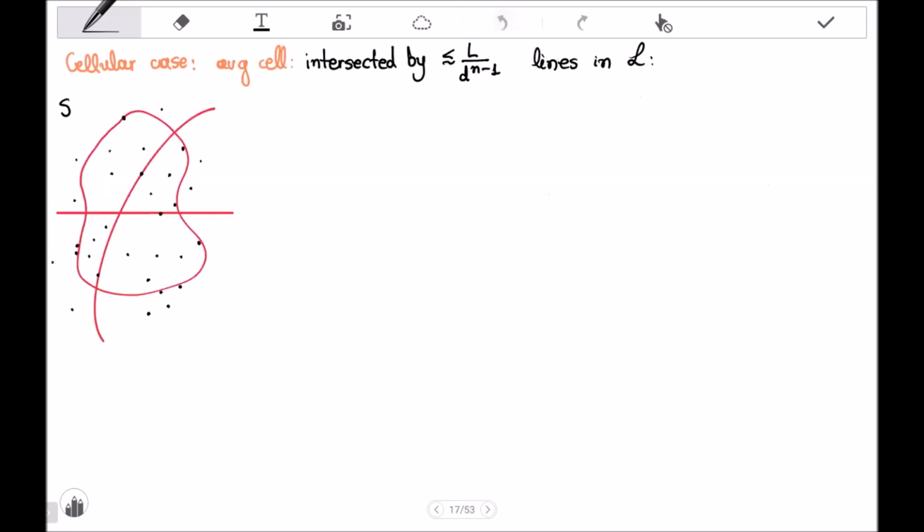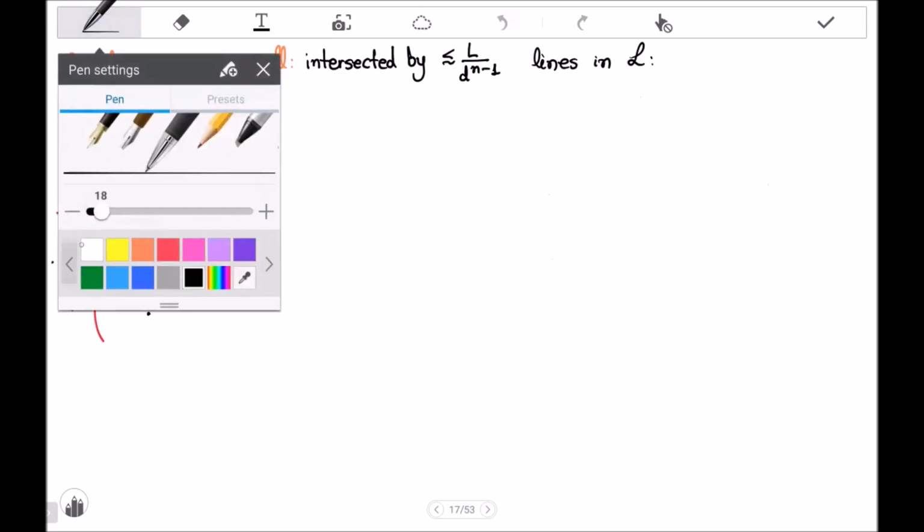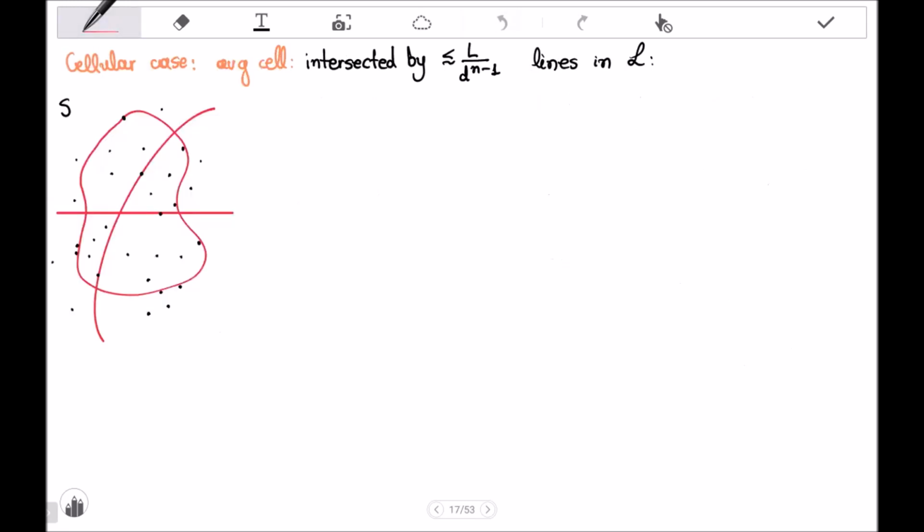The more interesting property is the one about the lines, because it has to do with the zero set. So here's how you show that the average cell is intersected by a few lines. You notice that every line, not even in your family L, every line L enters very few cells, at most the degree plus 1 cells. So why is this?